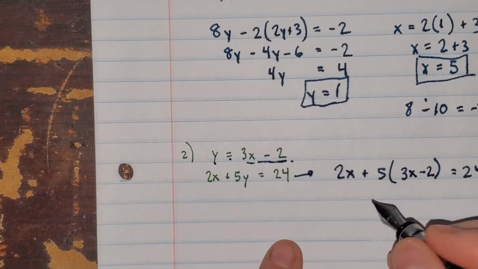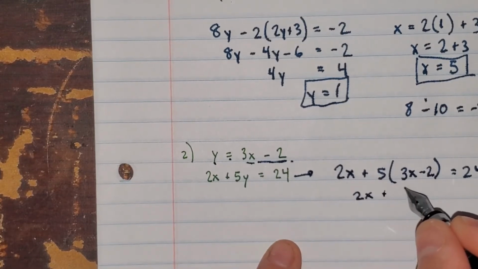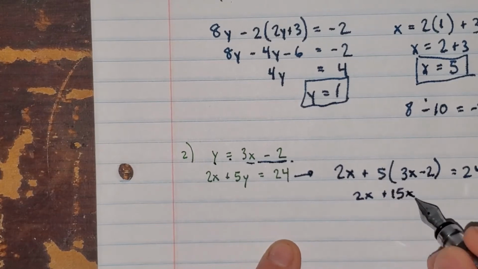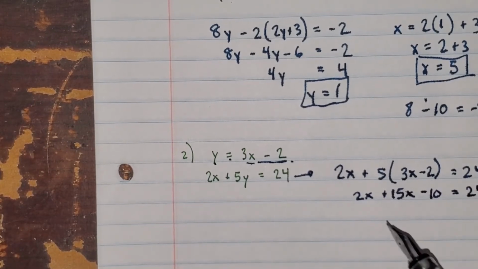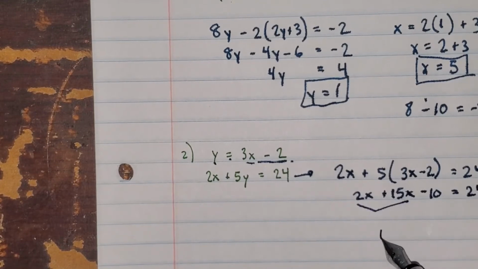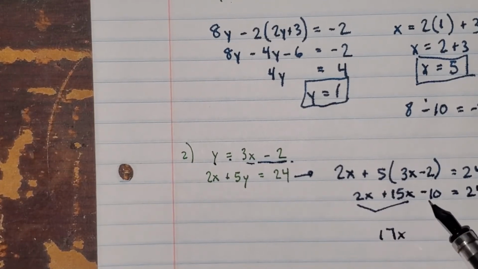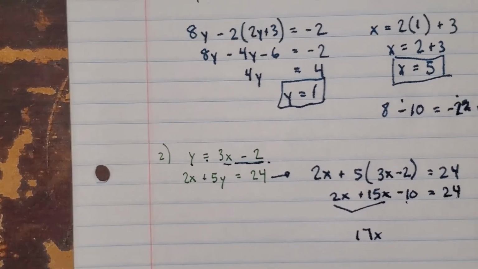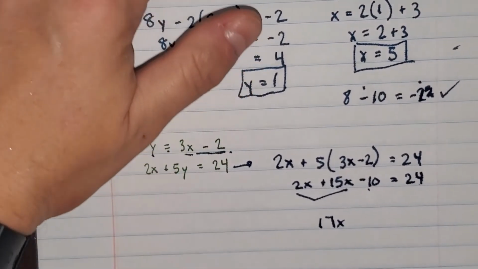Great. Now distribute. You get 2x plus, well, 5 times 3 is 15x, and then 5 times negative 2 is negative 10, and that's equal to 24. We're going to combine these two and get 17x, and we're going to add 10 to both sides. It helps if you can see my whole equation, doesn't it?